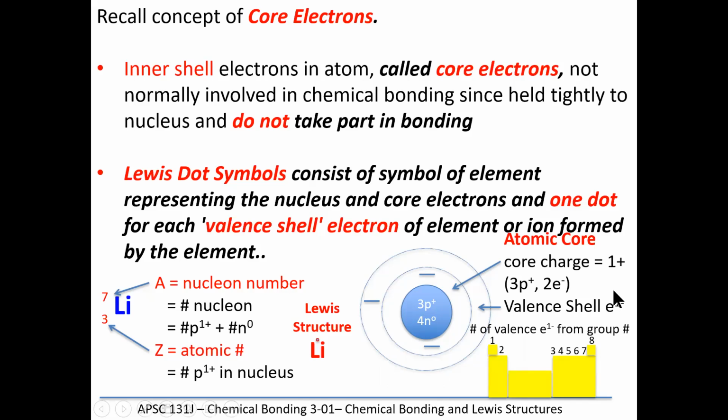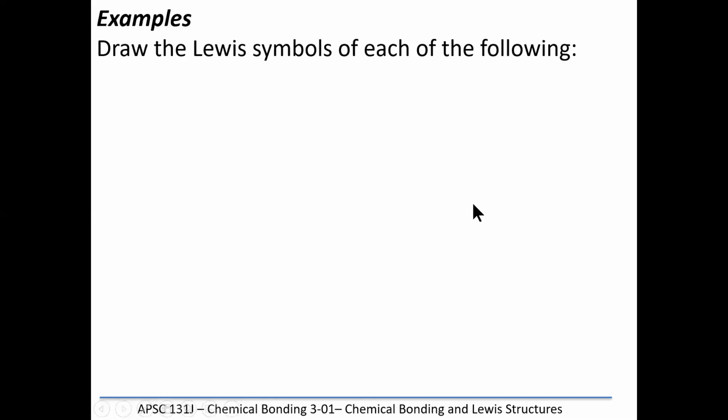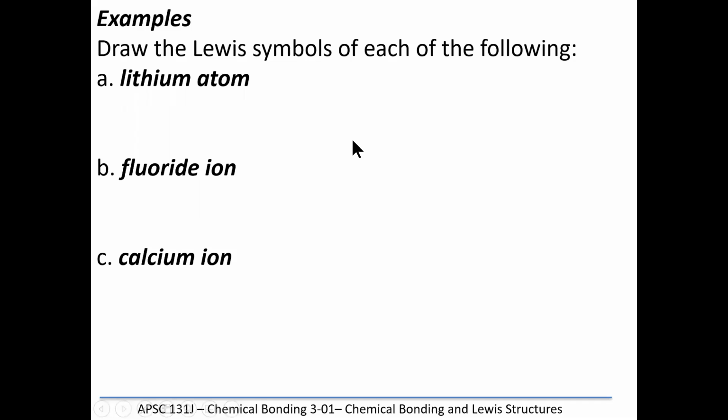So a Lewis structure, let's talk about what it looks like. So we write the symbol of the atom, lithium, and we talk about the valence shell electrons, the electrons involved in bonding. Lithium has 1 valence shell electron, so we show a single electron, and it can be placed in any of the 4 positions around that symbol. So we've already done the lithium atom. Now let's talk about ions, like a fluoride ion.